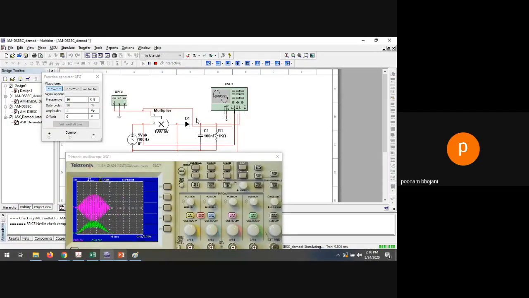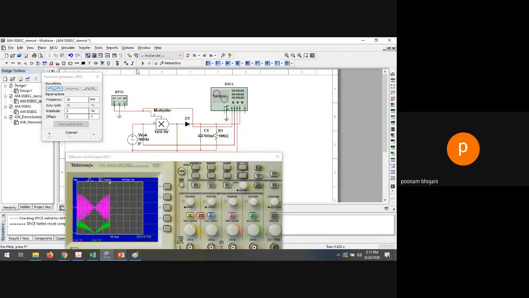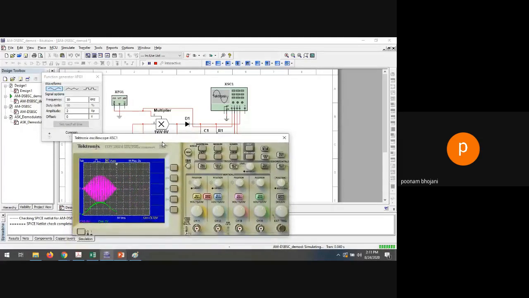So we will change R and C in such a way that we can get a proper signal, but still we are not getting it proper. Let me make it bigger. Yeah, it is smoother. Can you see it, everyone? Right, the waveform of this demodulated output will be somewhat smoother.